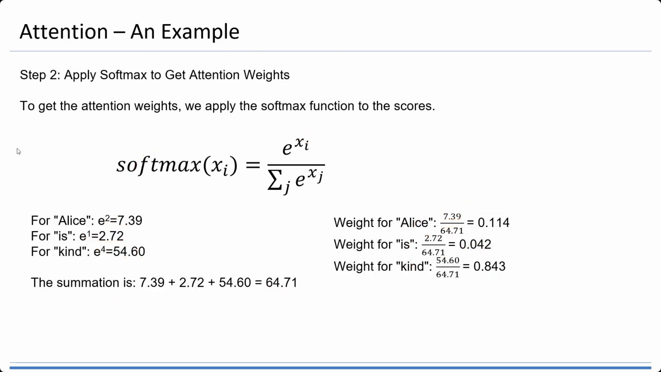And then we want to do the normalization: 7.39, which is this value, becomes a new number by dividing by the total. So we have Alice with this value, is with this value, and kind with this value.